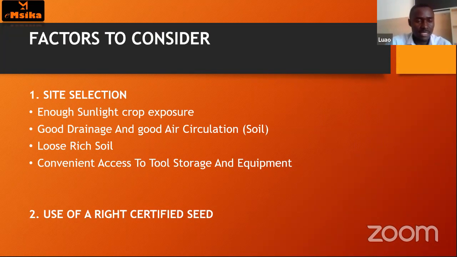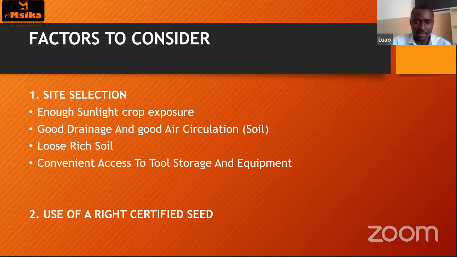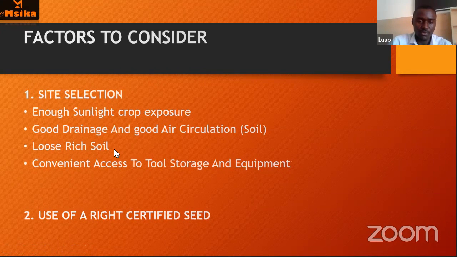And the third point is having a loose, rich soil. A loose, rich soil should allow water penetration. It should also have good aggregates to have a good CEC, which is the cation exchange capacity, for it to hold enough nutrients, and also to hold other important things like microbes in the soil. So this point is very important for a good crop to form.